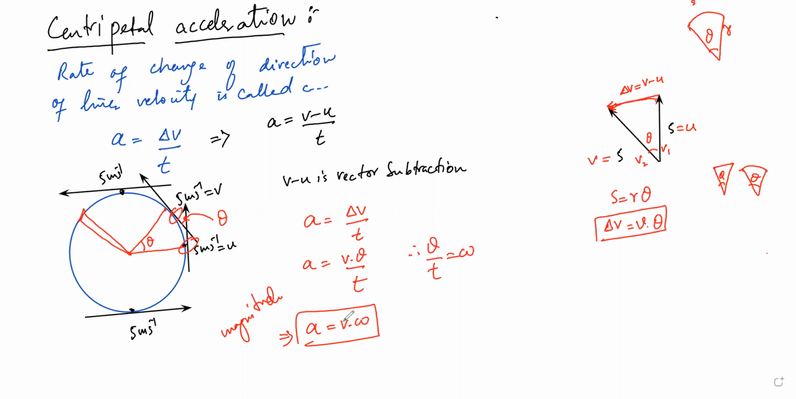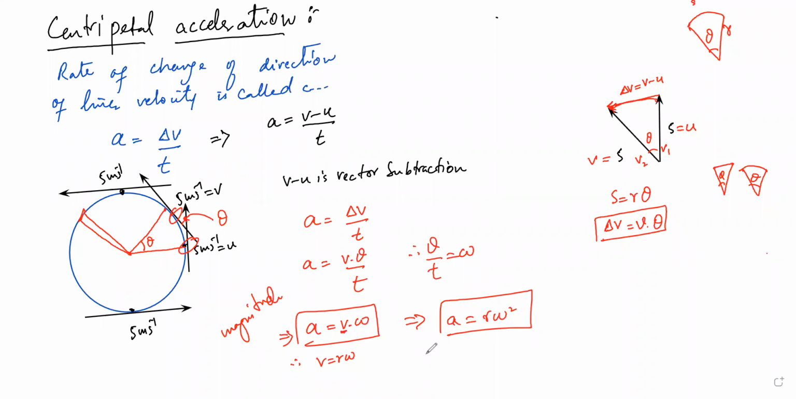You can have a few more equations. If I put V equals R omega, this will become acceleration equals V omega, so R omega into omega. If you put R omega instead of V here, omega into omega will be omega square. So you have R omega square.